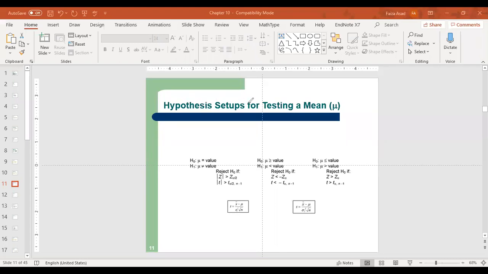This is the hypothesis setup for testing a mean. If the mean information is given in the statement, we state H naught: mu is equal to that particular value, and H1: mu is not equal to that value. If we reject H naught, this will be the rejection rule, alpha by 2. It means that we have a two-tailed test, so half of alpha lies on the right side and the other half lies on the left side. This will be used for the Z and T test, and these are the general formulas for this scenario.